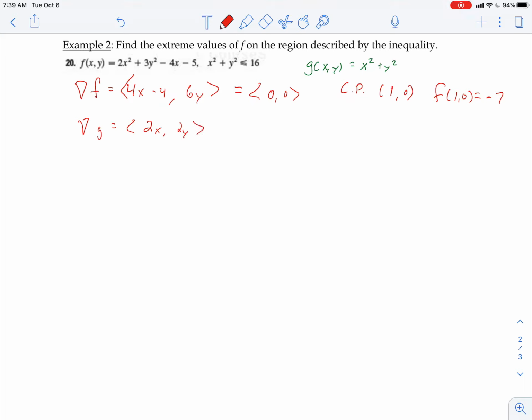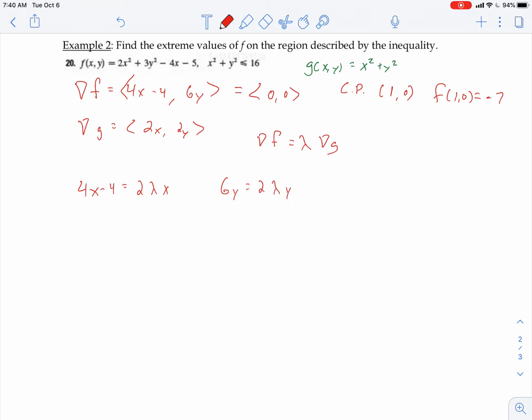And again, we're setting up Lagrange, so it's going to be the gradient of f is equal to lambda times the gradient of g. So we want to find that Lagrange multiplier. Let's set each of these equal to one another, and because we're going to match up the components, I'm going to have my component 4x minus 4 is equal to 2 lambda x. And then I'm going to use my other component and set that equal to it. So I have 6y is equal to 2 lambda y.